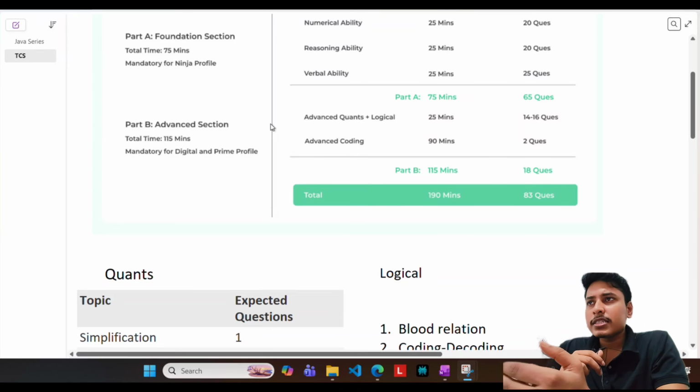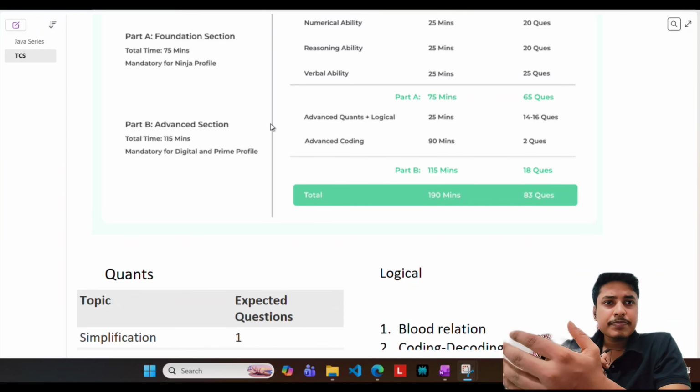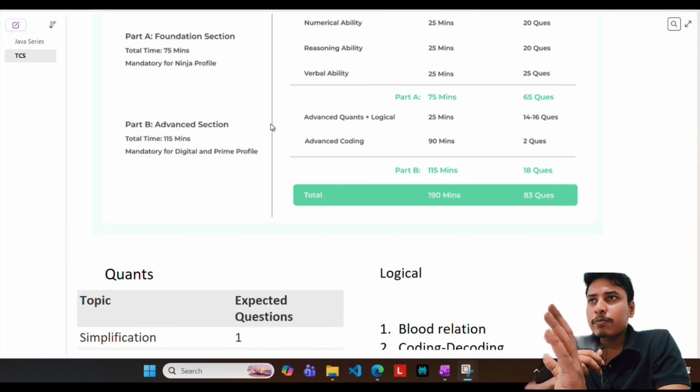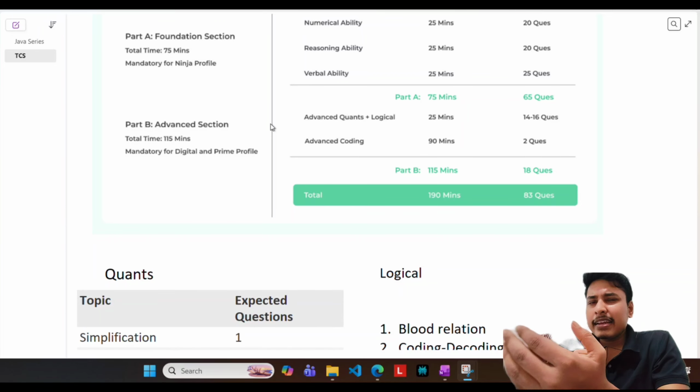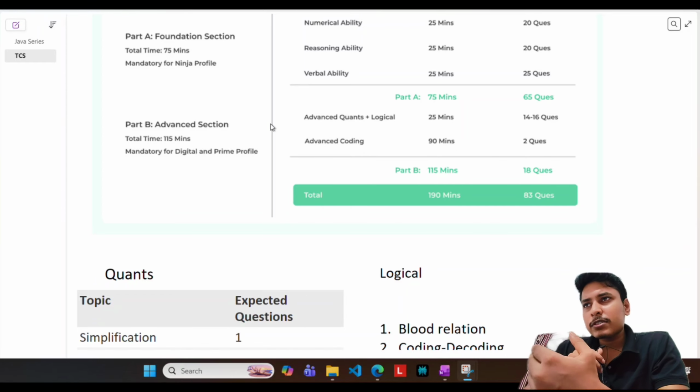Then reasoning ability. For reasoning ability there are 20 questions and we will answer as many as we can. Reasoning ability is easy to medium, so we can easily answer 15 to 18 questions. Here the cutoff is 15 to 16, but you can easily answer 18 to 20 questions.